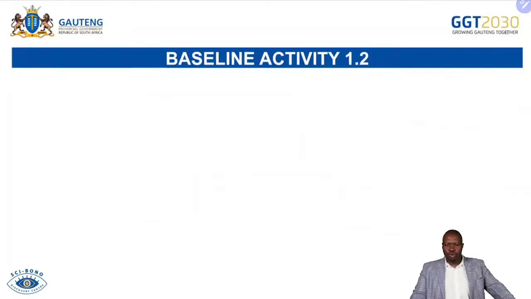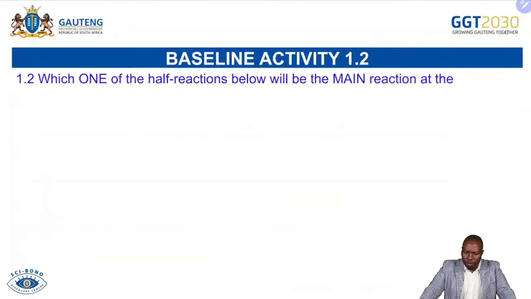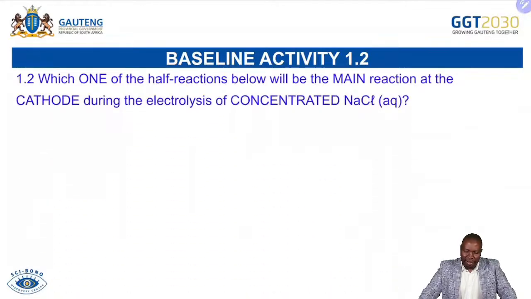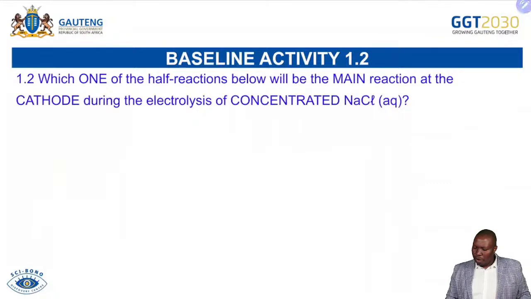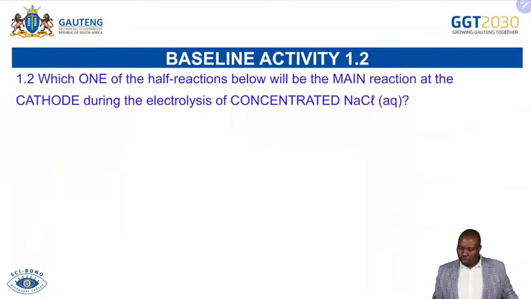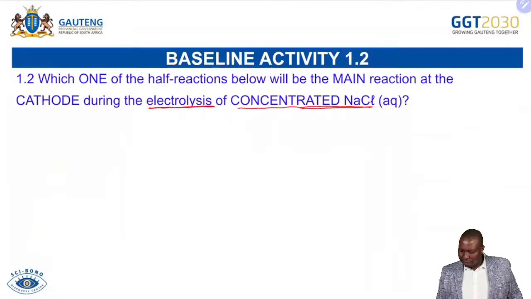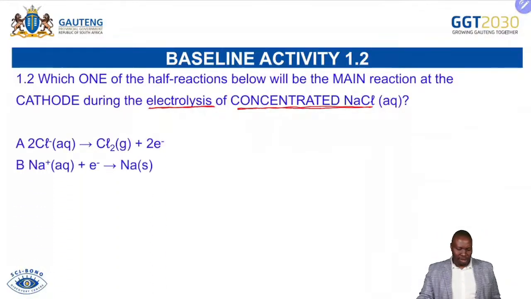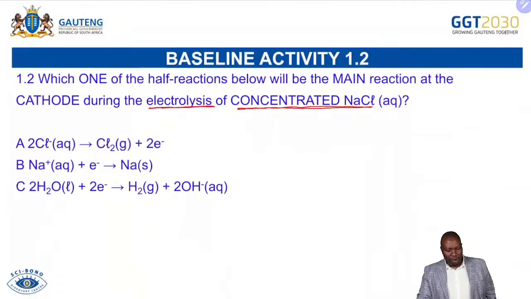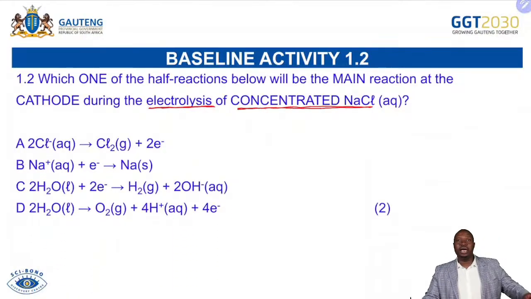Now let's look at our 1.2, which is focusing on which one of the half reactions below will be the main reaction at the cathode. Now, the other strategy that you must have is to be able to see whether the process is electrolysis or a galvanic cell. For example, in this question, you can look at it and be able to say this is electrolysis, concentrated sodium chloride. So this must be electrolysis. And they're asking for the reaction at the cathode. We are given the first reaction, the second reaction of sodium plus, the one of water, and the one of another water, number D there.